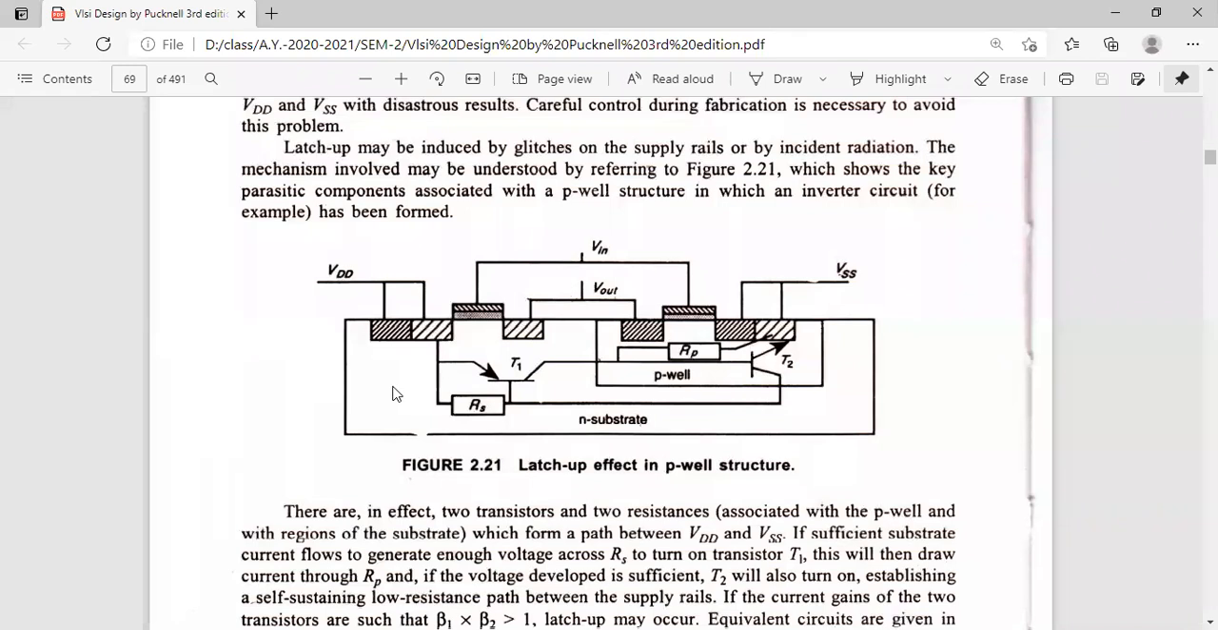You can see here, for example, a CMOS circuit made in the P-well structure. How many methods are there in the CMOS fabrication process? One is the N-well process, another is the P-well process, and the third is the twin-tub process. For example, we are taking here only the P-well CMOS circuit, that means a CMOS inverter circuit made in a P-well structure.